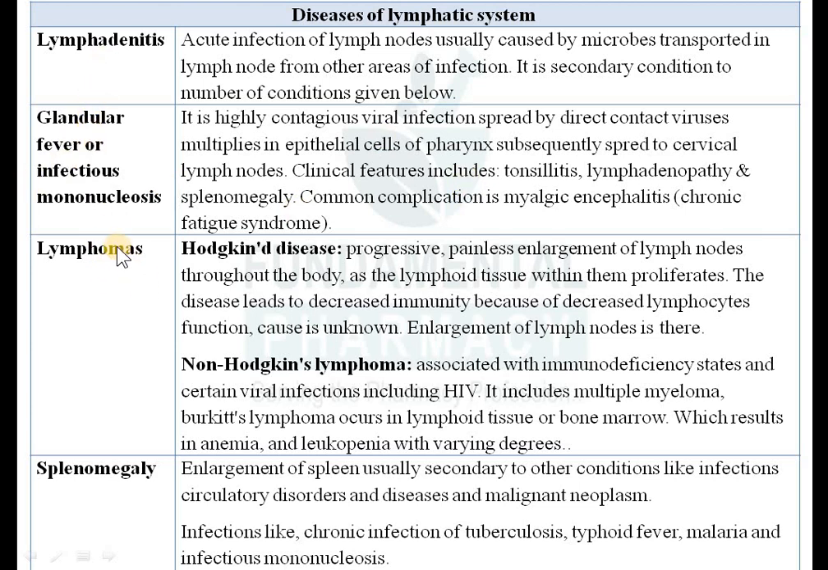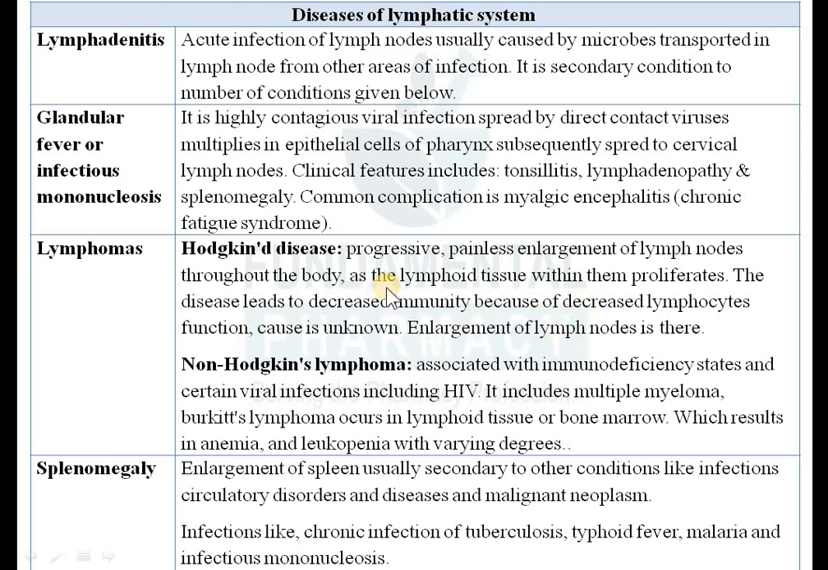Now next one is lymphoma. Lymphoma means cancer of the lymphatic system. So in that you have two types. Hodgkin's disease, which is a progressive painless enlargement of lymph nodes. कि lymph जो node है आपका वो बड़ा हो जाएगा size में throughout the body. As the lymphoid tissue within them proliferates, the disease leads to decreased immunity because of decreased lymphocyte function.